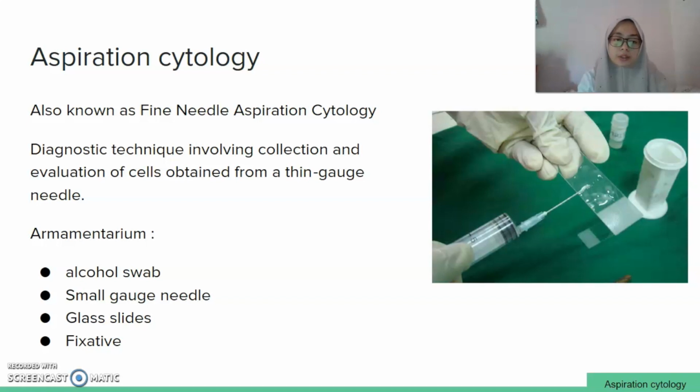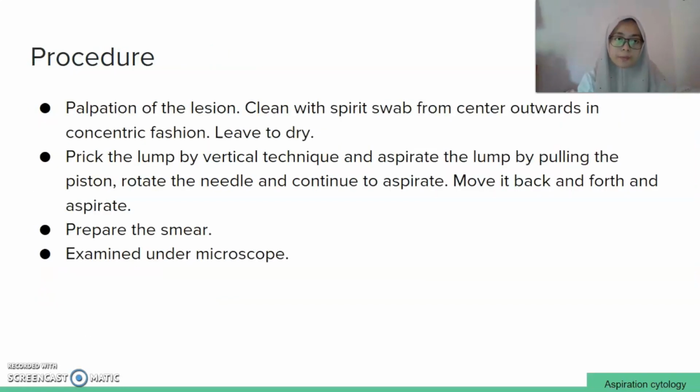The armamentarium needed is alcohol swab, small gauge needle, glass slides, as well as fixative. The procedure, the first one is to palpate the lesion, clean with spirit swab from center upwards in concentric fashion, and leave to dry. Prick the lump by vertical technique and aspirate the lump by pulling the piston.